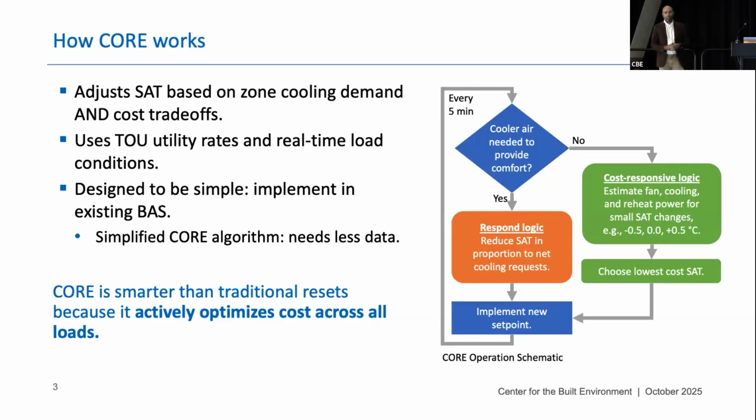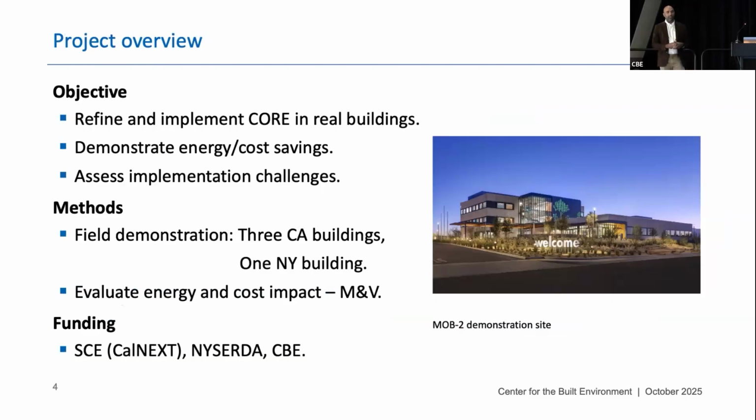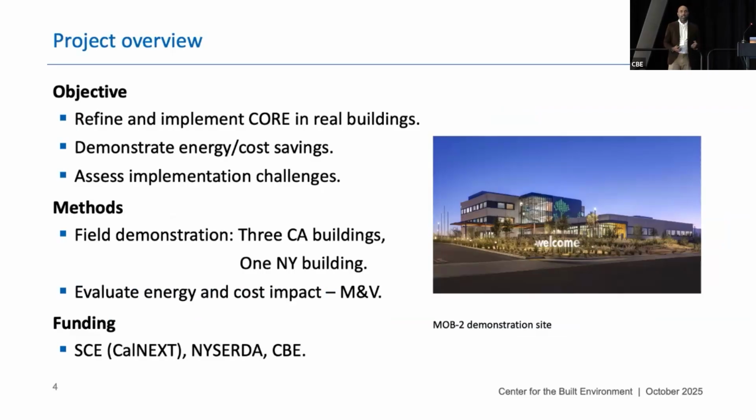In this project, our goal was to refine CORE and implement it in real buildings. We wanted to see the impact on energy and cost from CORE as against existing strategies. We also wanted to understand how we can scale this technology and understand the barriers to implementing it. So we went ahead and implemented this in 4 buildings. One of them is ongoing. And we evaluated energy and cost impact through measurement and verification techniques. This whole work is funded by Southern California Edison through their CalNex program, NYSERDA, and the Center for the Built Environment.